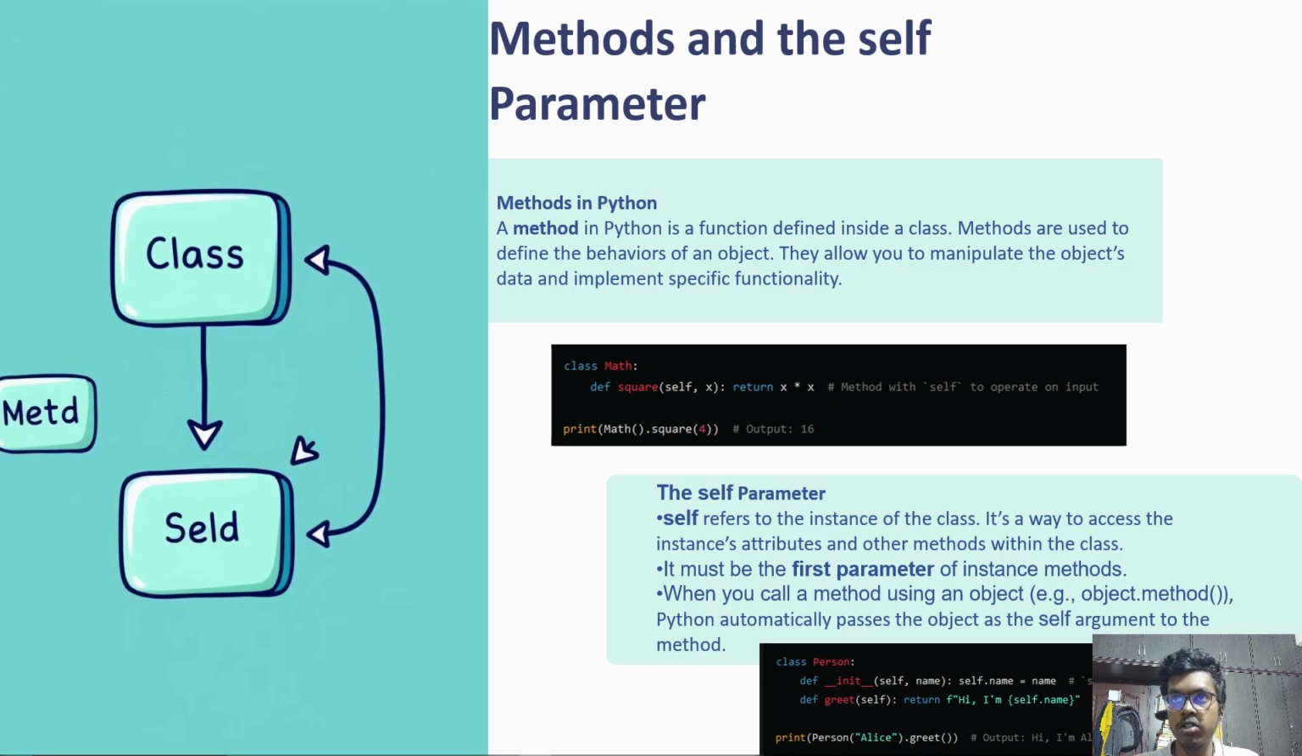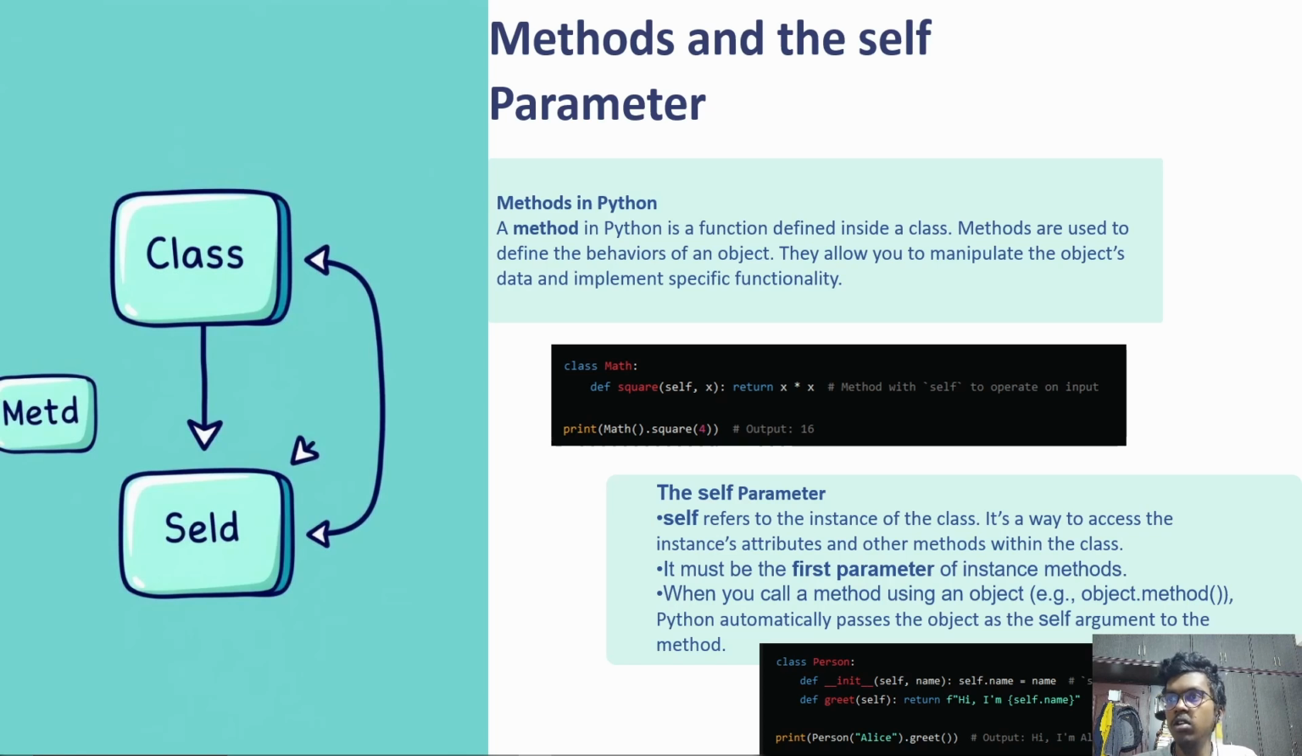Methods and the self parameter. A method in Python is a function defined inside the class. Methods are used to define the behavior of an object. They allow you to manipulate the object's data and implement specific functionality. And I have given an example here.